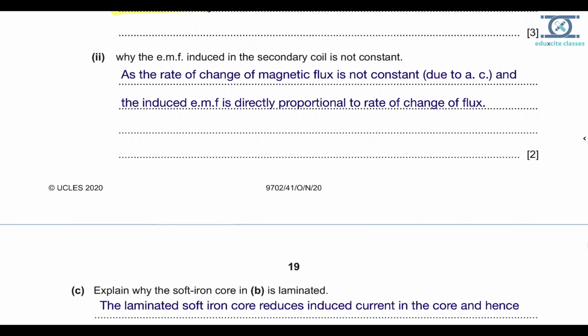Why is the EMF induced in the secondary coil not constant? Because the rate of change of magnetic flux is also not constant, because we are supplied with an AC current. So the rate of change is also not constant, and induced EMF is directly proportional to the rate of change of flux, that we have studied in Faraday's law. How fast you are changing the flux will determine how much induced EMF will be developed or produced or induced.